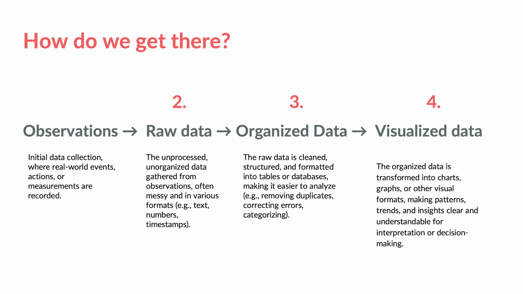Then, those observations become this raw data, and that's the unprocessed, unorganized data that's very messy, usually, in a lot of different formats. You can't really make sense of it on its own. Then you organize the data, right? And that data is cleaned, structured, formatted into tables or databases that makes it easier to analyze. So things like removing duplicates, correcting errors, categorizing.